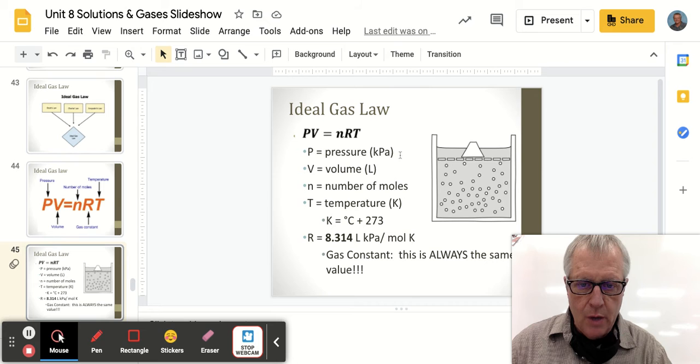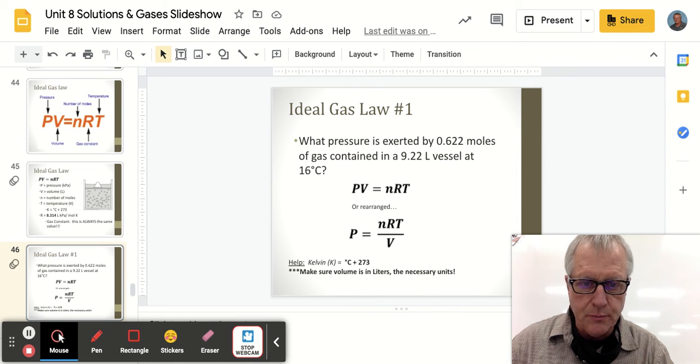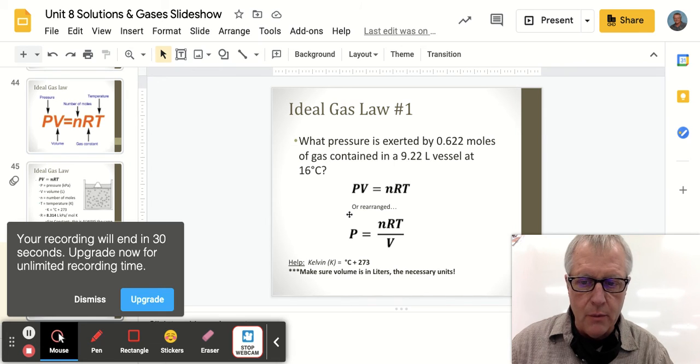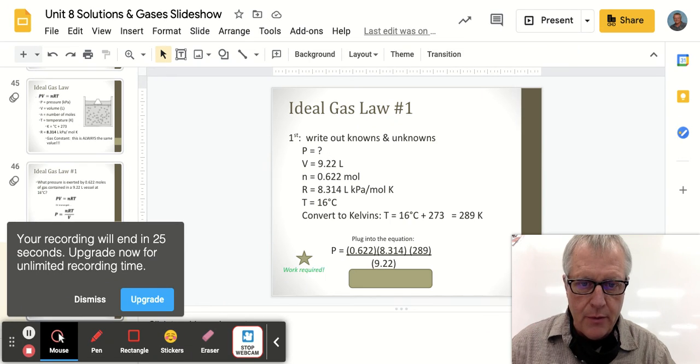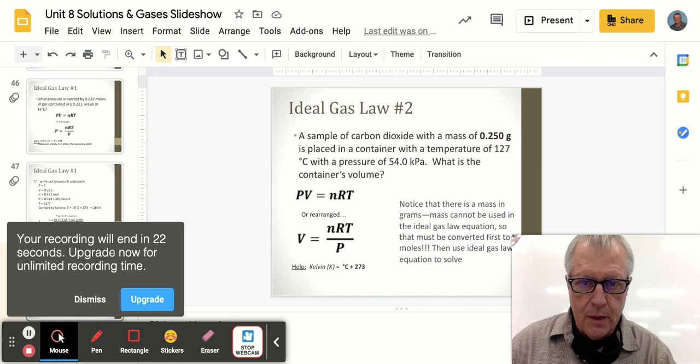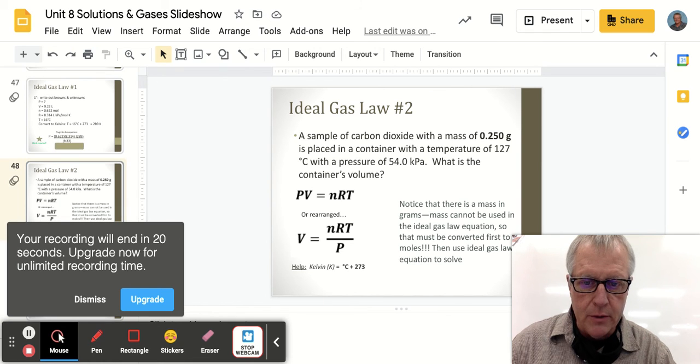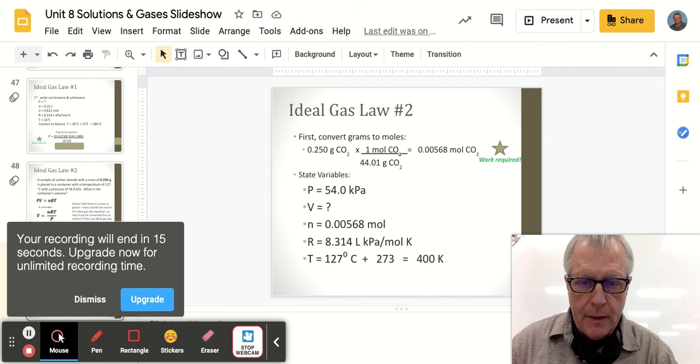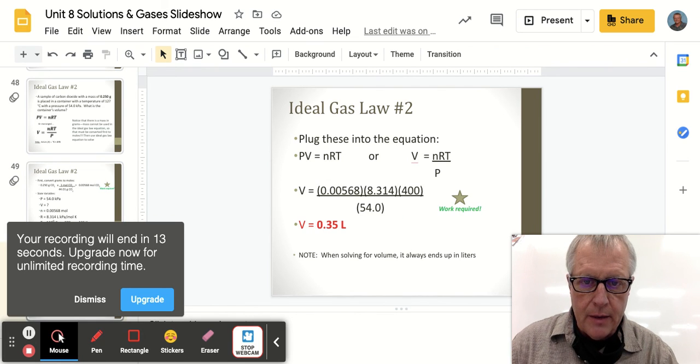Here's a breakdown of that. Here's the value we'd always use for R. That's our gas constant. Here's a problem that solves for pressure, and as we look down through here, it shows how to solve that. This problem solves for volume, so you can see that's going to be your challenge here. And then here's one that solves for volume again.